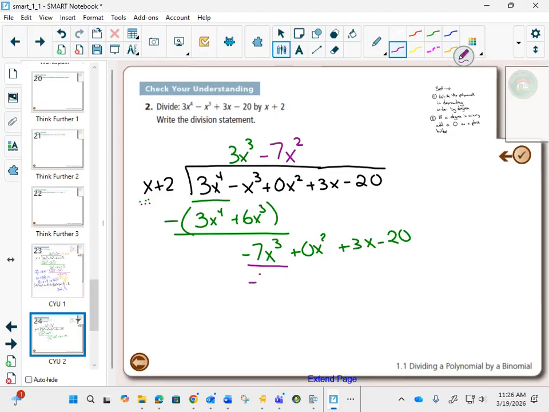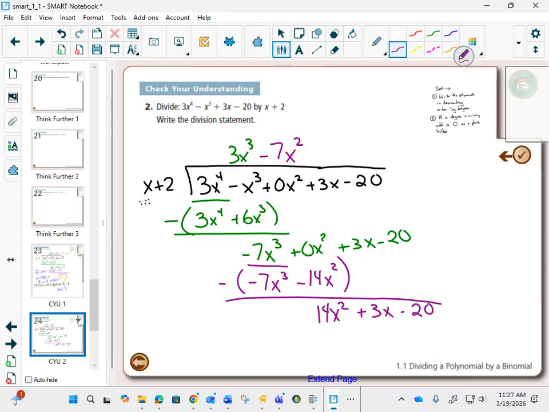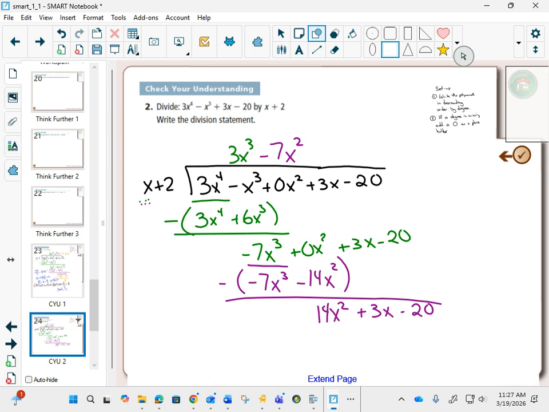I'm going to get minus 7x cubed. Minus 7 times 2, minus 14x squared. And subtract, this will be 0. 0 minus a negative. That 0 is important there so that you get the right number when you subtract. 3x minus nothing, minus 20 minus nothing. My new first term is a 14x squared.